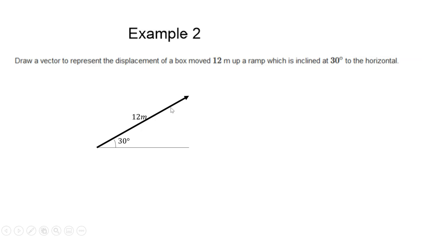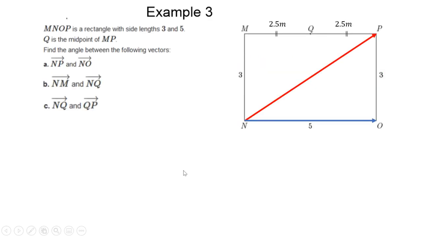So the vector that represents the displacement of a box, the box is moving along this line right here, right? It's being moved 12 meters up a ramp, and it gives you not only how far it's being moved, it also gives you the direction in which it is going, 30 degrees to the horizontal. So there is a vector quantity right there, right? There's your A, there's your B. So the AB vector is that. Okay, let's get to this one. Now, you have to be very careful with this one, but let's see how well we do with it.